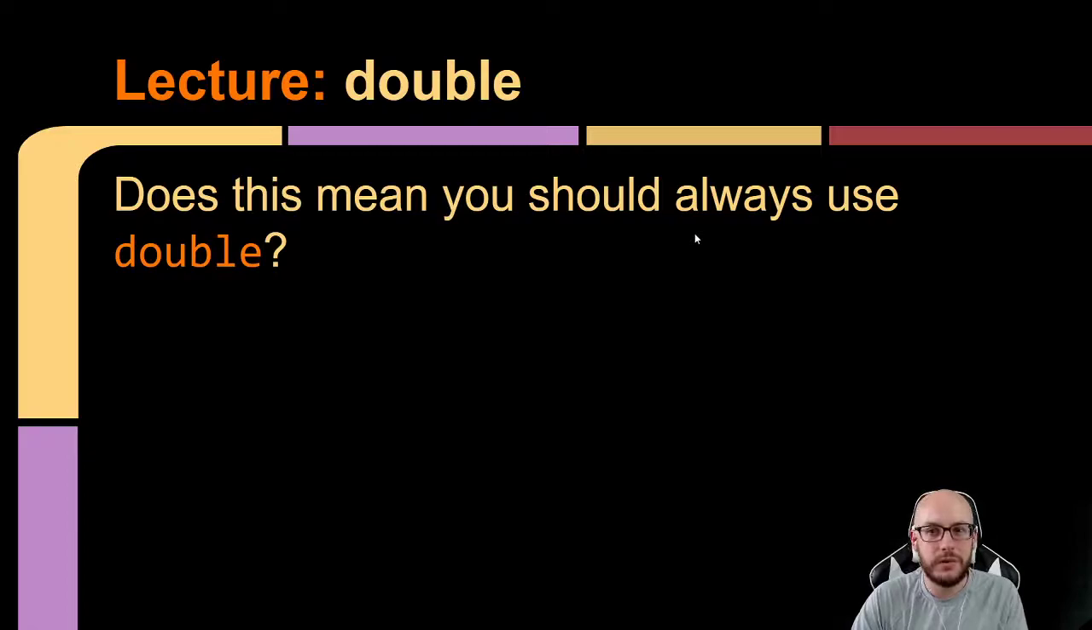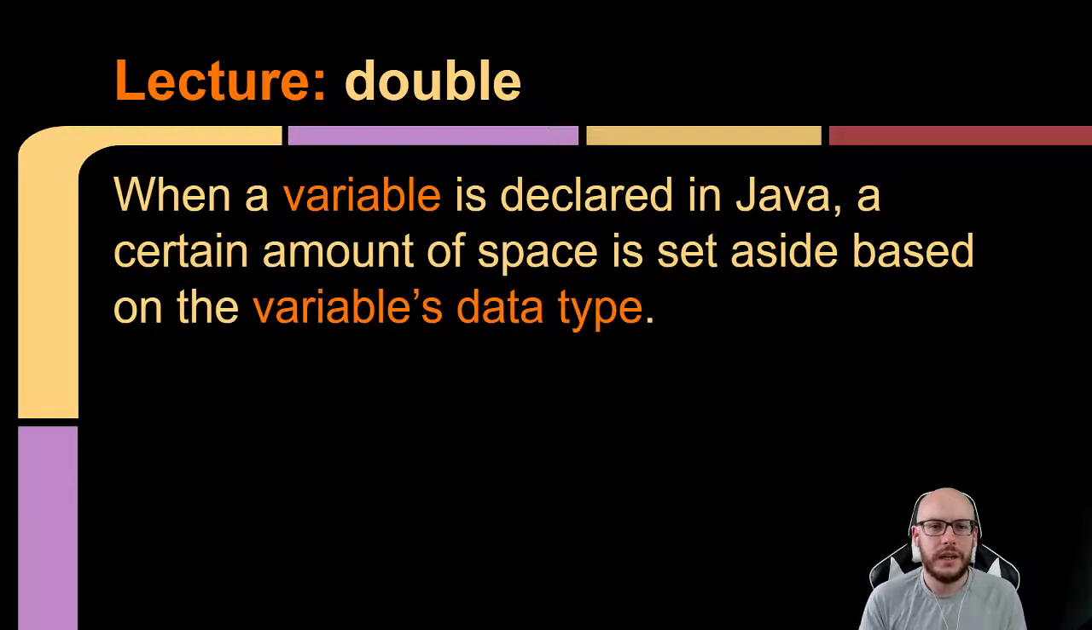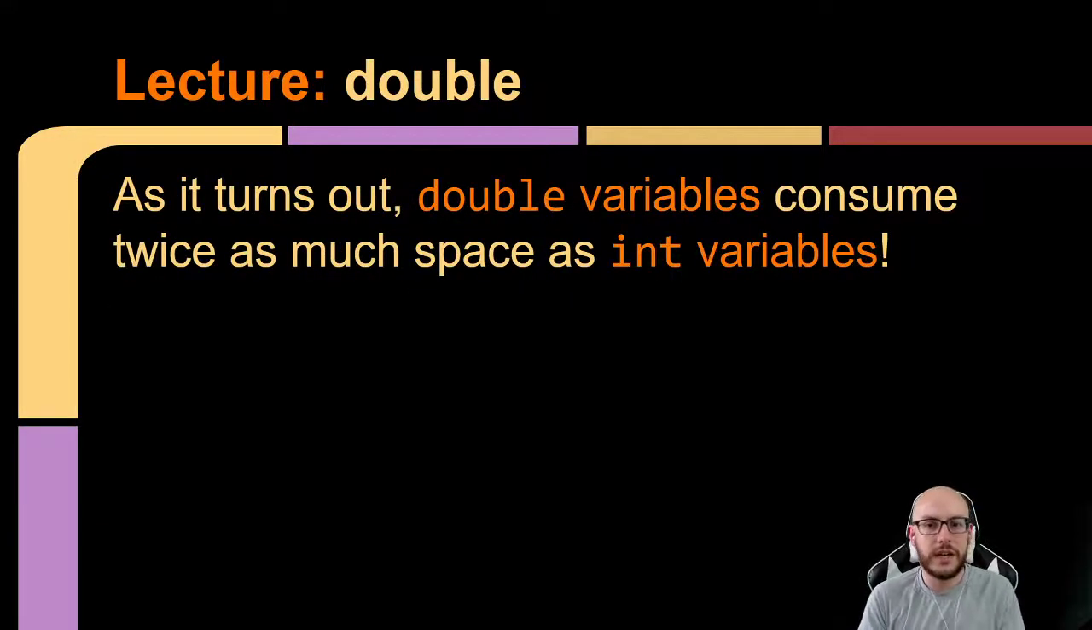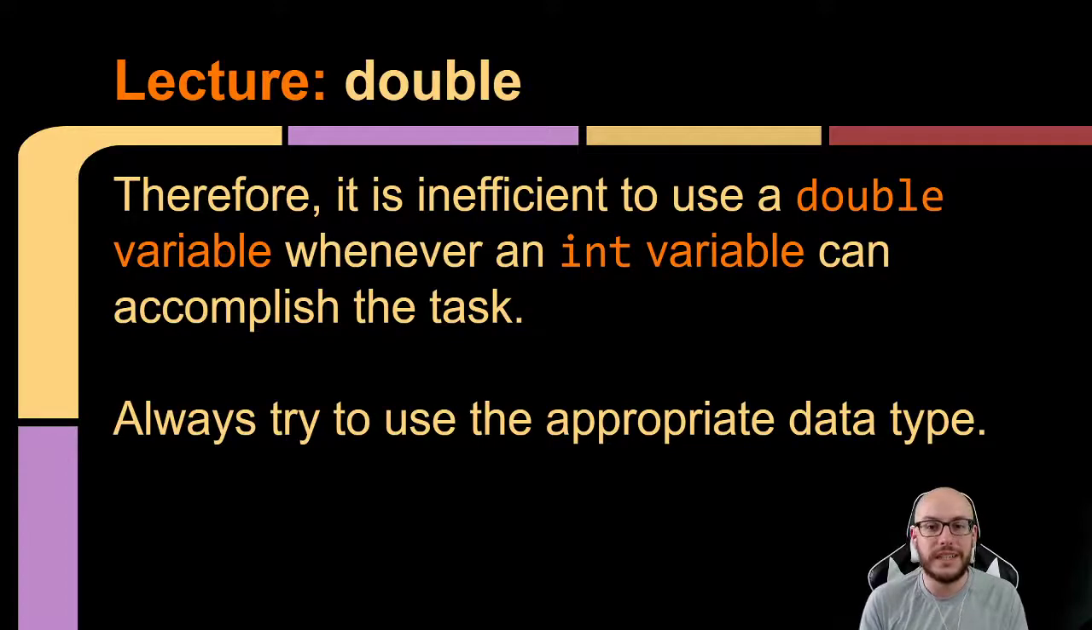So does this mean you should always use double? It kind of begs the question, why don't we just use double always? If integer has this setback, let's just use double always. And the thing is, when a variable is declared in Java, there's a certain amount of space set aside based on the variable's data type. When you create that box, it has dimensions effectively. You're creating a box and saying, I can only put integers in here. Well, you're also dictating how big the box is. As it turns out, double variables consume twice as much space as integer variables. Therefore, it is inefficient to use a double variable whenever an int variable can accomplish the same task. You should always try to use the appropriate data type.